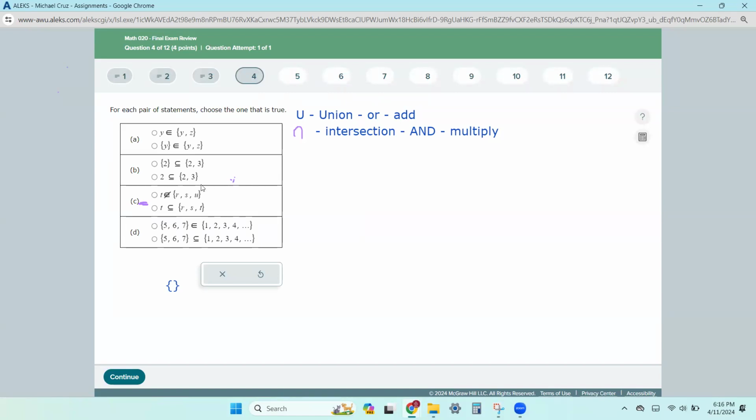Okay, so let me type some important stuff up here. This is a crazy thing. It looks like a little pitchfork kind of thing, sort of like a funny looking E. It's an epsilon in Greek. And it just means is an element. Okay.